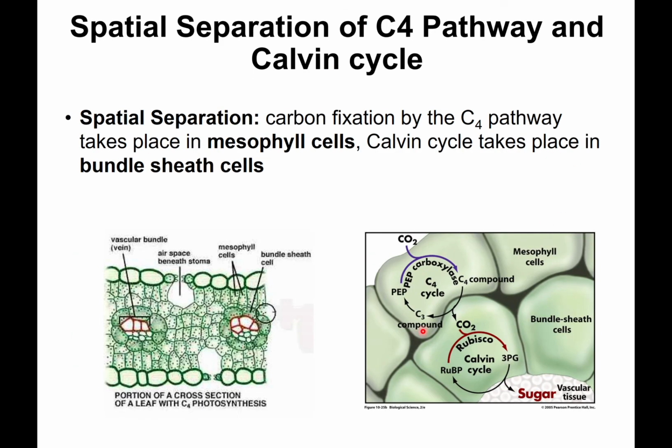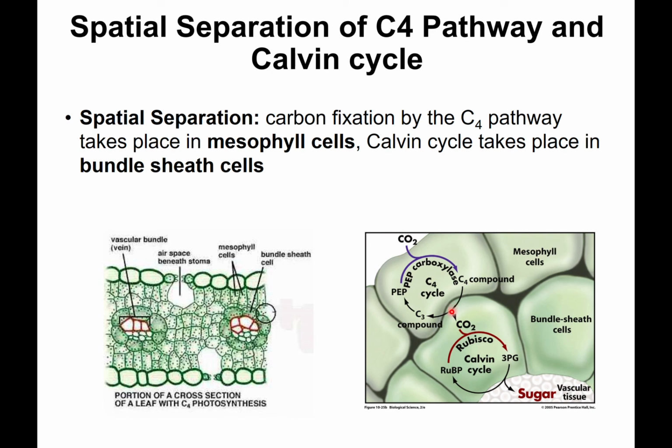And then once these stomata are closed, now this malate is transferred to the other cells here around the vascular bundles. These cells are referred to as the bundle sheath cells. And these are the cells that instead do perform the Calvin cycle.